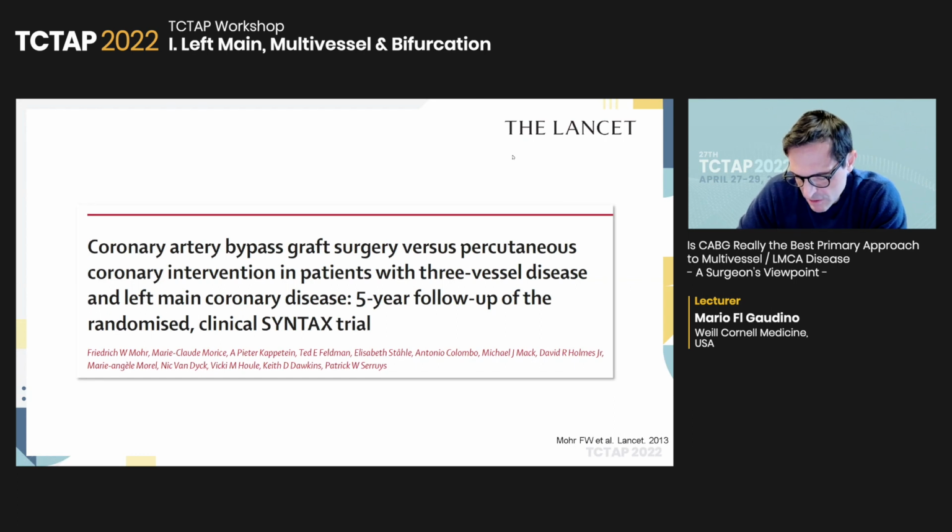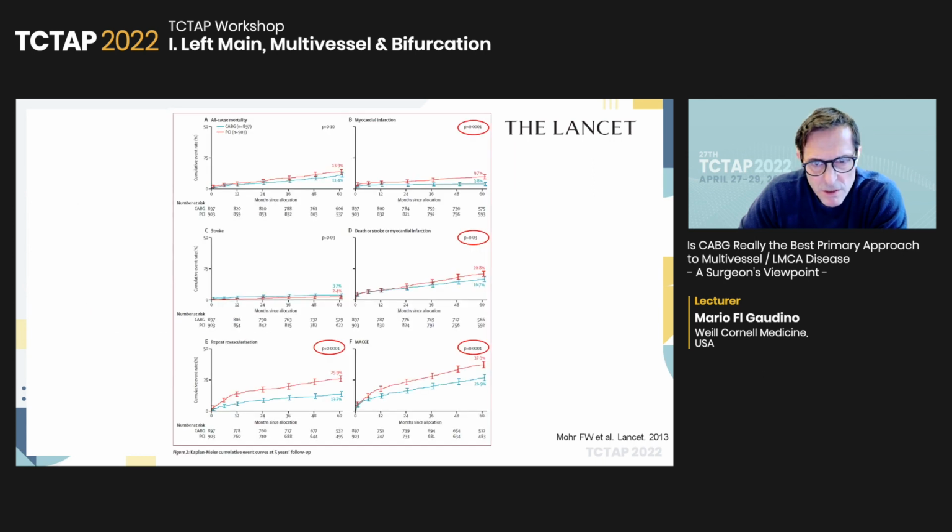If we go back to the origin, to the SYNTAX trial, which we have to remind ourselves was an all-comers trial, where even patients with complex coronary artery disease were included. And we look at the comparison of the outcome between the two revascularization modalities.